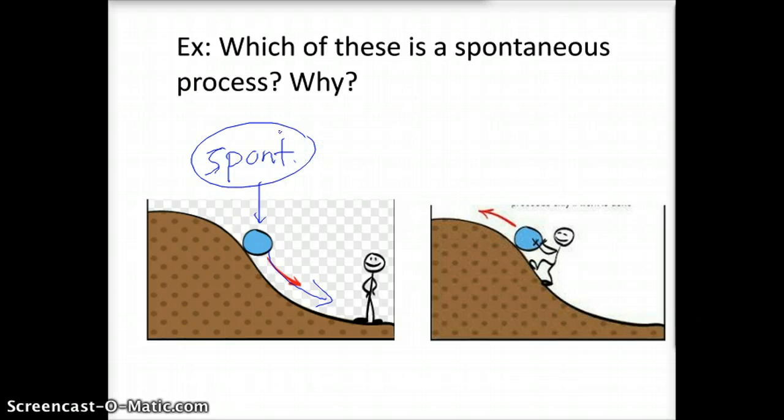On the other hand, getting the ball to roll up the hill, that's going to be non-spontaneous. The ball's not magically going to roll up the hill by itself. It's going to require some outside assistance. In this case, Shar, with some nice beautiful hair here, is going to need to come in and push this ball up the hill in order for it to happen. It's not going to happen by itself.